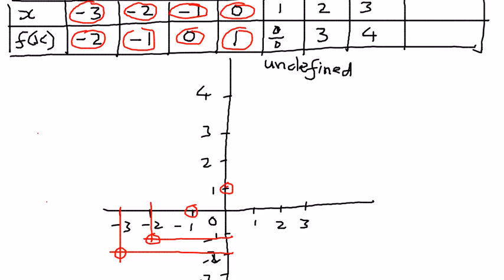When the value of x equals 1, the value of y is undefined. We'll come back to that point in a minute. When the value of x equals 2, the value of y is equal to 3, right there. When the value of x equals 3, the value of y is equal to 4. We got all the points now.